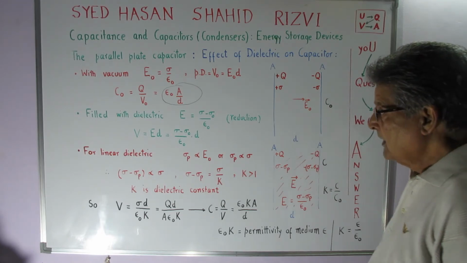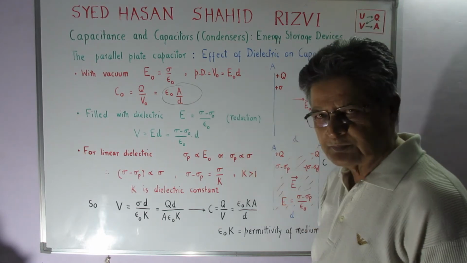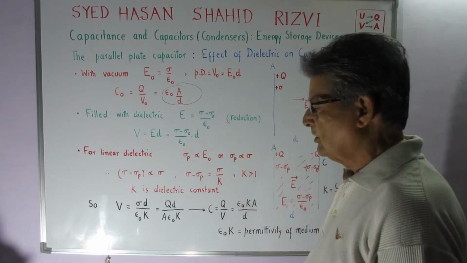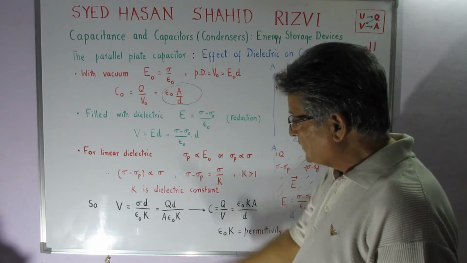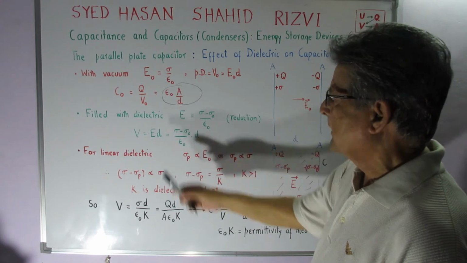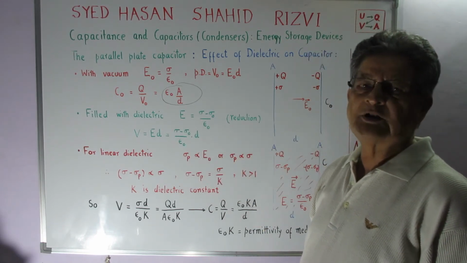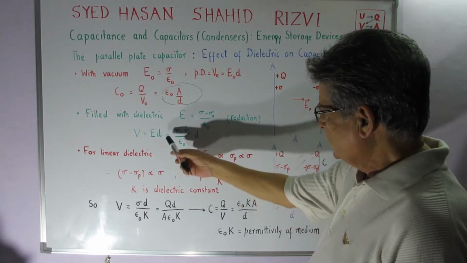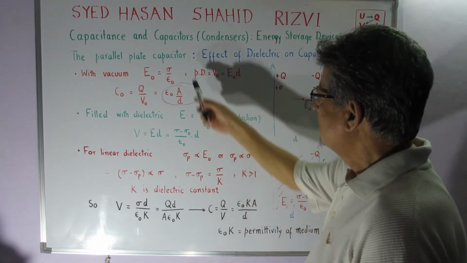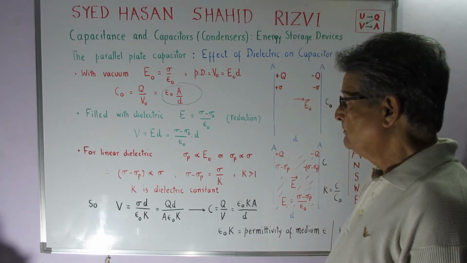Now, the field is reduced. The new field is sigma minus sigma P upon epsilon naught. And the new potential difference, which was V naught, now becomes equal to E multiplied by d, because E is equal to minus dV/dr. Using that, I will write it as sigma minus sigma P over epsilon naught multiplied by d. So this is about the potential.